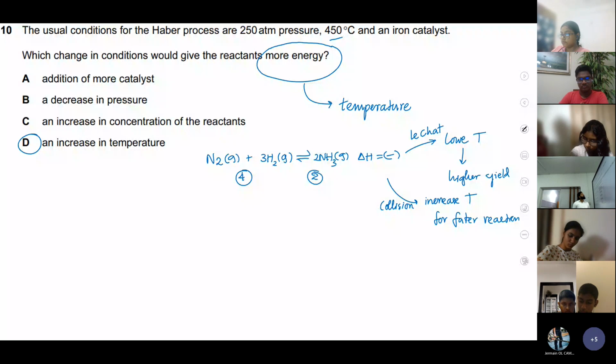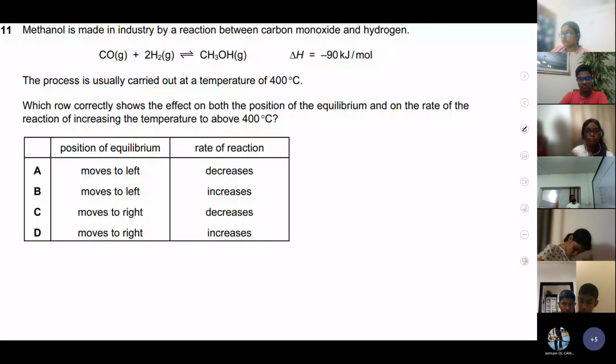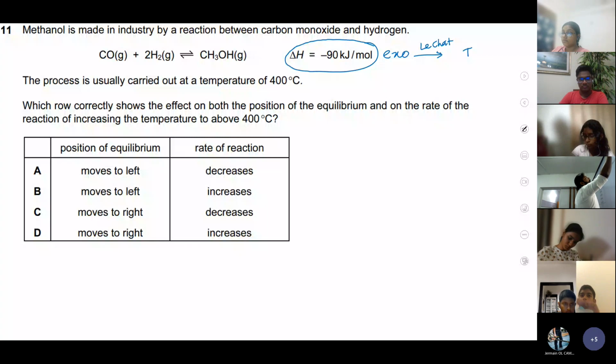Next. The process is usually carried out at 400 degrees Celsius. Then exothermic. Exothermic reaction. Again a conflict. Le Chatelier says lower temperature. Collision theory says whether it's exothermic or endothermic, it doesn't matter, temperature should be increased. Therefore, you can't lower the temperature, as well as you can't increase the temperature a lot. Therefore, 400 degrees Celsius must be the what? Compromised temperature. Okay with it? Sure? Right.